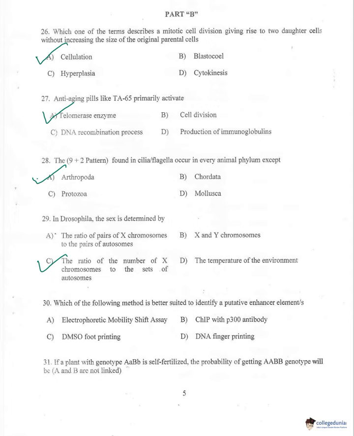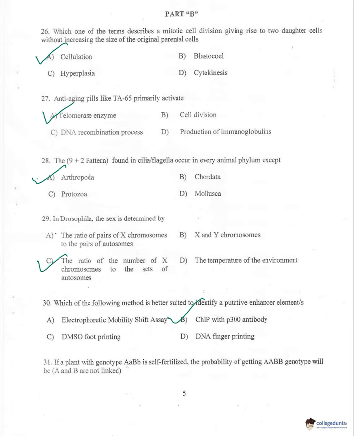Question number 30. Which of the following methods is better suited to identify a putative enhancer element or elements? A, electrophoretic mobility shift assay, B, ChIP-chip with P300 antibody, C, DMS footprinting, D, DNA fingerprinting. Out of this, the correct option is B, the ChIP with P300 antibody. ChIP stands for chromatin immunoprecipitation assay.